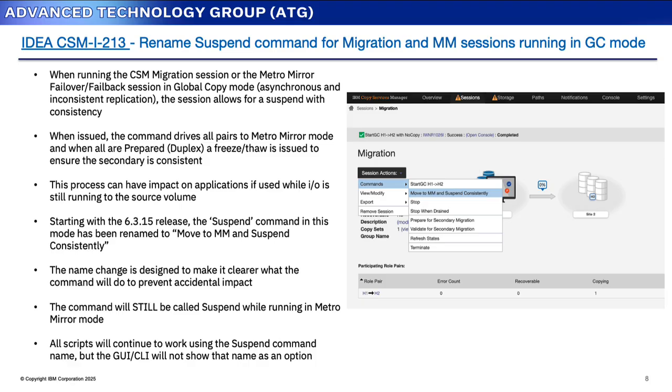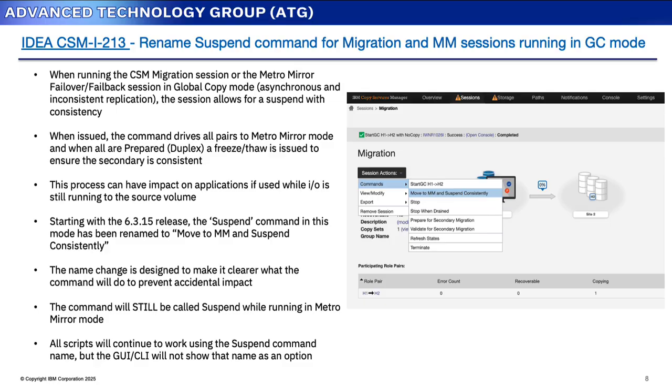and Metro Mirror sessions. So migration and Metro Mirror failover failback sessions have the ability to run in what they call global copy mode. So with a start GC H1H2 command, you can set it up so that the replication on the hardware, the DS8000 hardware, does it in an asynchronous but not consistent fashion. So global copy is their asynchronous solution, but there is no consistency. It's just moving the data.